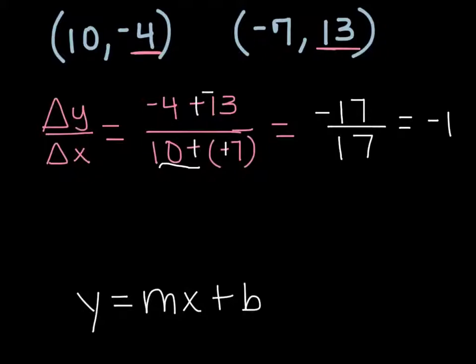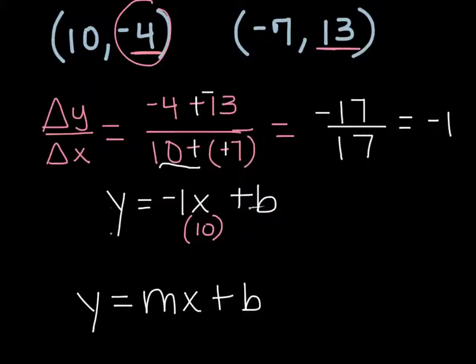Alright, so now that I have my slope, I can actually fill that in my equation. I have y equals, I know the slope is negative 1, and then I'm just going to write x plus b. Okay, so now I need to actually substitute some things in that I know. So I know I can pick either of these coordinates. I'm going to take this first one, and I'm going to plug it back in this equation so I can figure out what the y-intercept is. So instead of an x, I'm going to put a 10. Instead of a y, I'm going to put a negative 4.